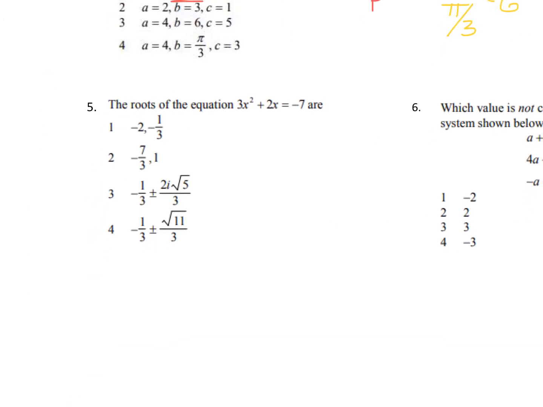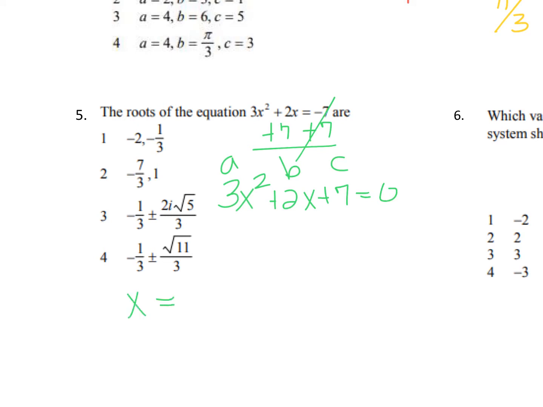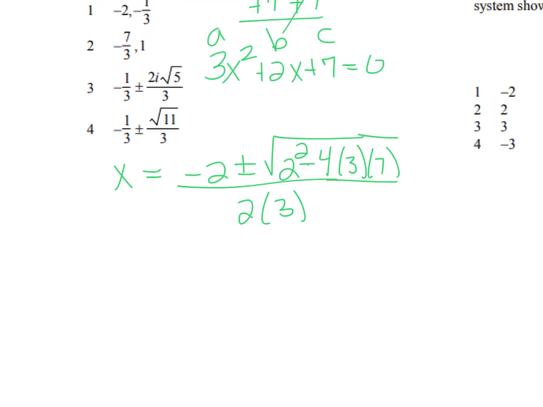Next question. Right away, I see fractions, I see radicals, so I'm thinking quadratic formula, which is on your reference sheet. And to do that, I have to make this equal to 0. So 3x squared plus 2x plus 7 equals 0. And then I'm going to do A, B, and C inside my quadratic formula, which is x equals negative b, so negative 2 plus or minus the square root of b squared, so 2 squared minus 4. A is 3 and C is 7, all over 2A, which is 3. Again, this is the formula on your reference sheet.